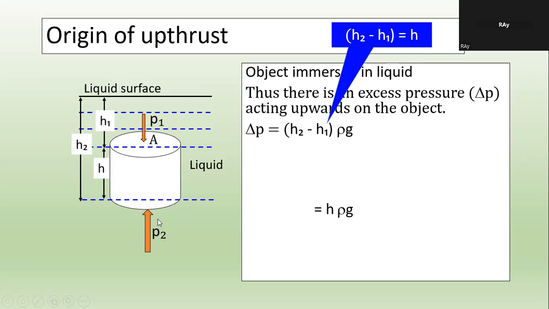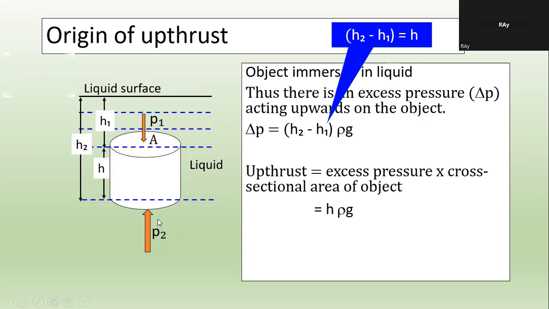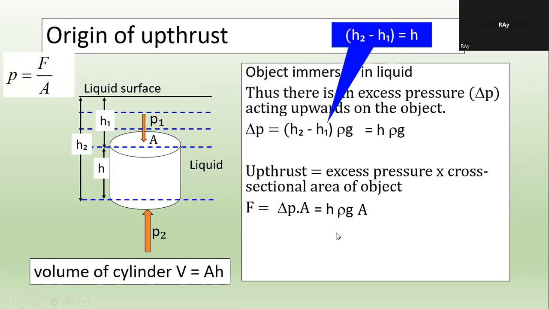Upthrust equals excess pressure times cross-sectional area. That's what we just said. Using our definition, excess pressure times cross-sectional area. Excess pressure is this one. Cross-sectional area is A. Then remember that our volume is AH, volume of the cylinder. So replacing that, we get V rho G. So V rho G is called the weight of fluid displaced.